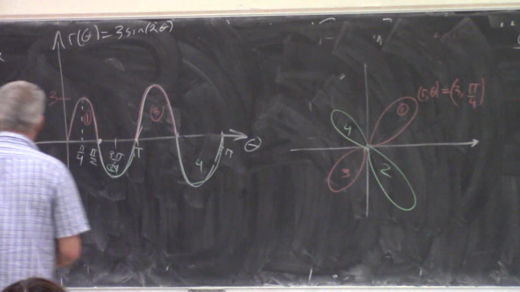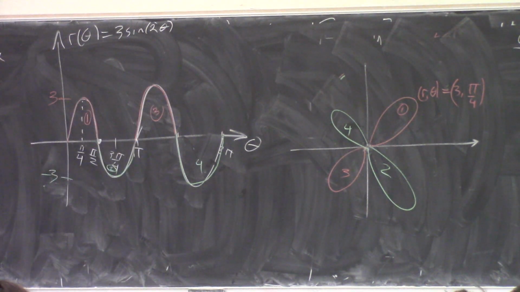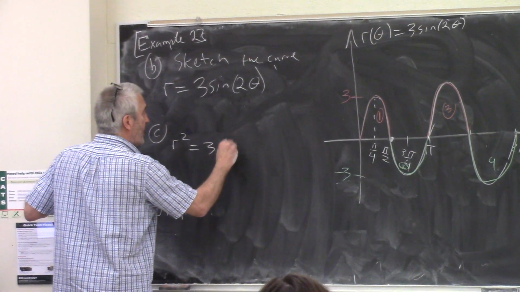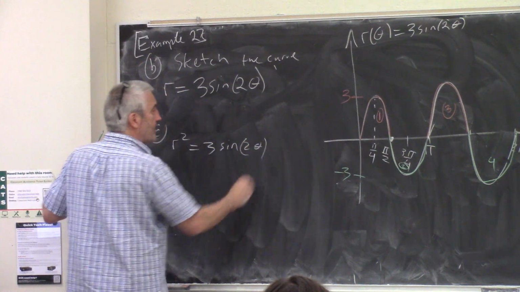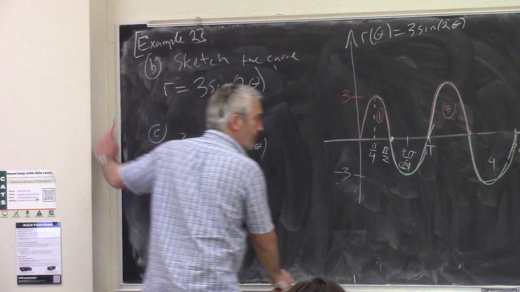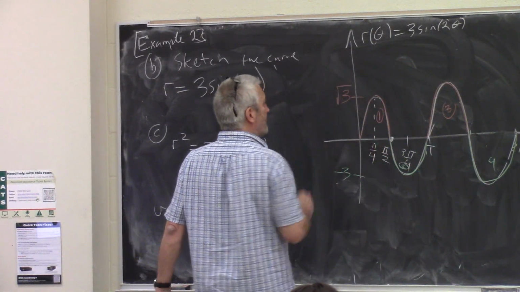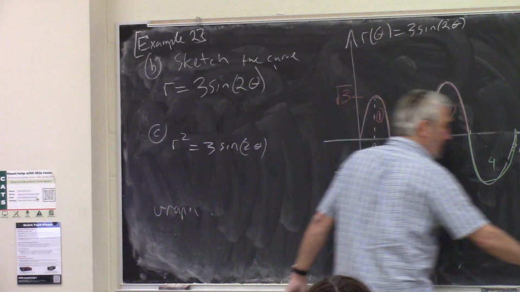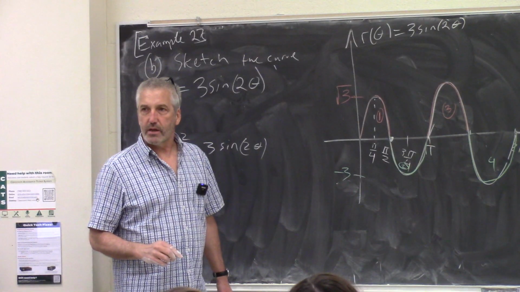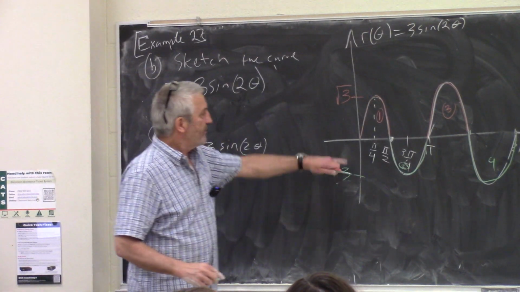Hey, what if I changed this example C, r squared equals 3 sine 2 theta? What effect would that have? Well, if r squared is equal to 3 sine 2 theta, then that would mean that this r would have to be the square root of 3, and this would have to be negative. Wait a second. You can't take the square root of a negative number. There is no number r such that r squared is negative.